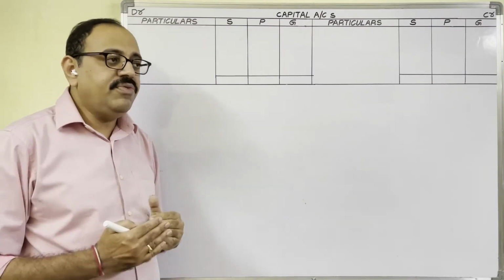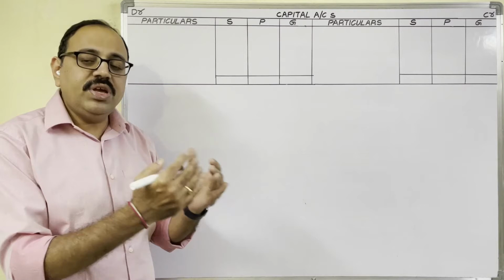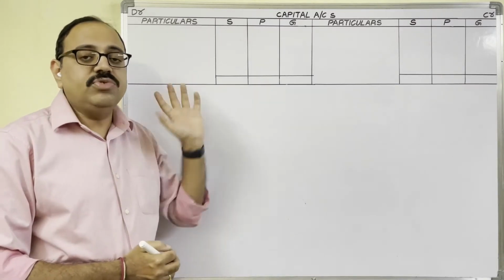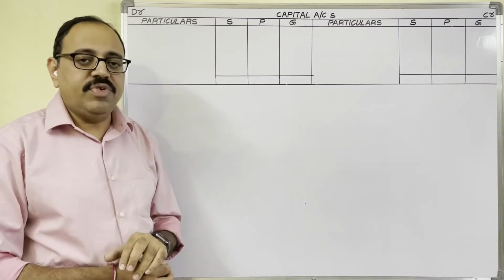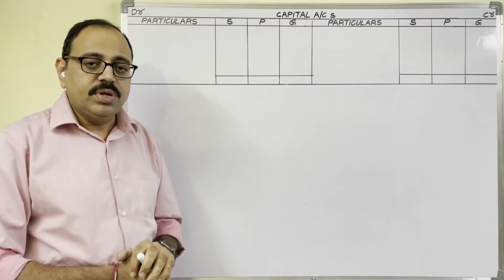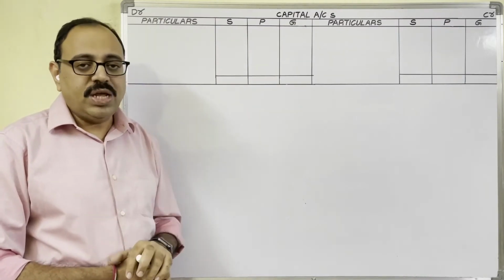Means from the firm, if partner is receiving any benefit, debit side we should show. To the firm, if partner is giving any benefit, credit side we should show. Same point in another manner also I will explain.